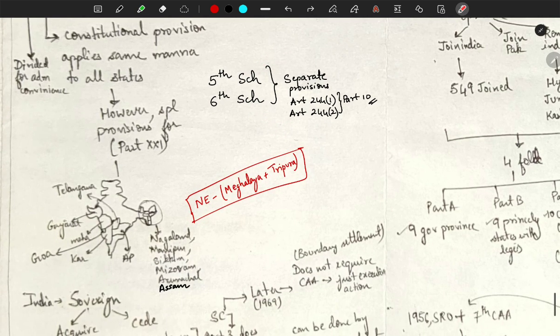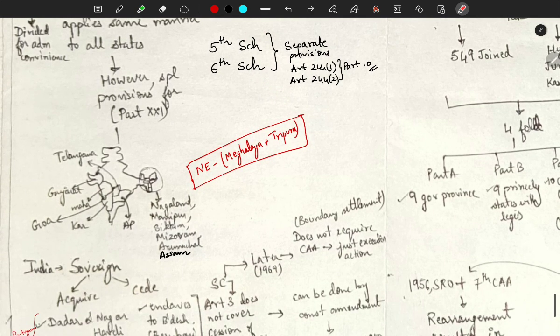Now what are these special provision states? Which states are mentioned in Part 21? Telangana, Gujarat, Maharashtra, Goa, Karnataka, Andhra Pradesh. And on the northeast side, just remember this: northeast minus MT. Meghalaya and Tripura are excluded. Nagaland, Manipur, Sikkim, Mizoram, Arunachal Pradesh, Assam. All these have special provisions mentioned in the Constitution.